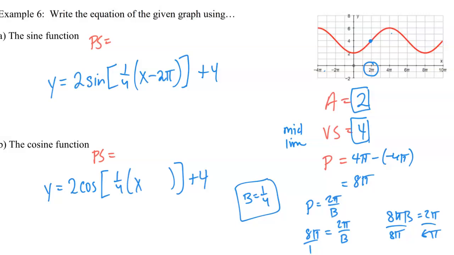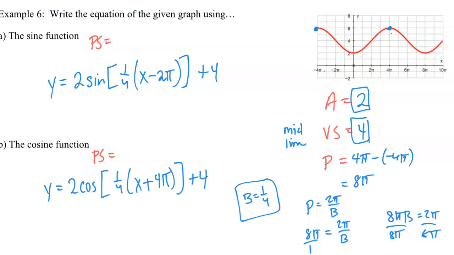Okay, for cosine, we're looking for a maximum to get us started. And so you've got two options for your maximum. You could either start over here at negative 4 pi, or you could start here at positive 4 pi. So either one, perfectly fine with me. If we do it at negative 4 pi, that means that on the inside here, we would have to say x plus 4 pi.